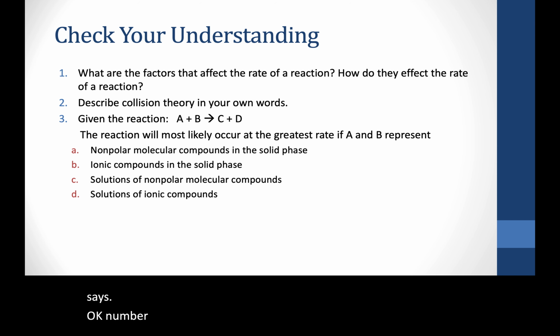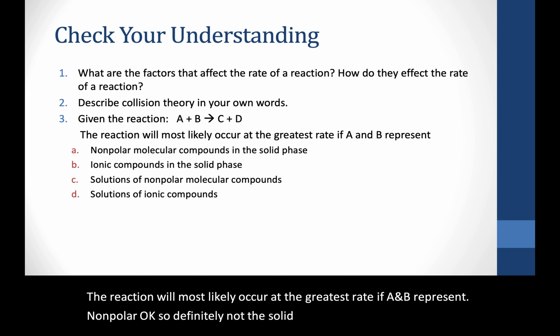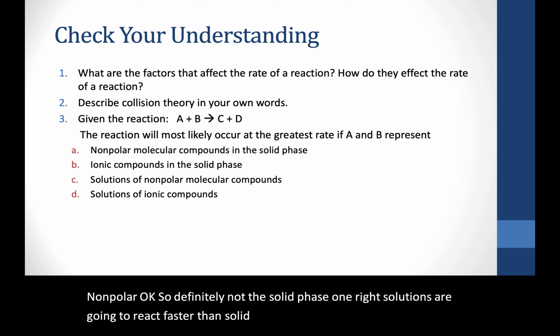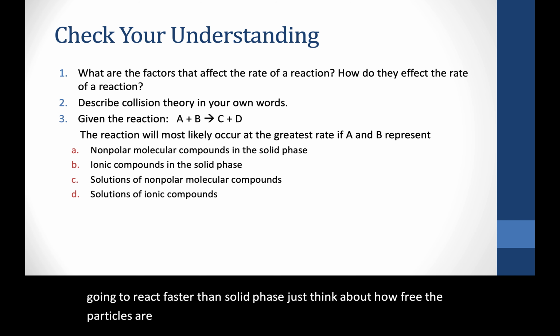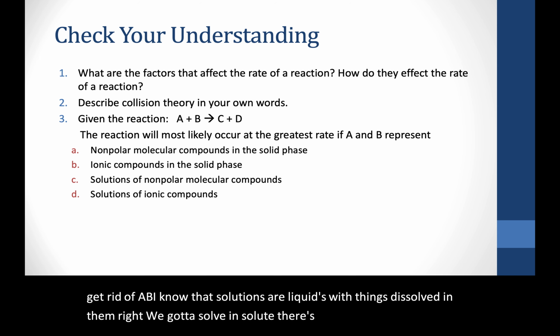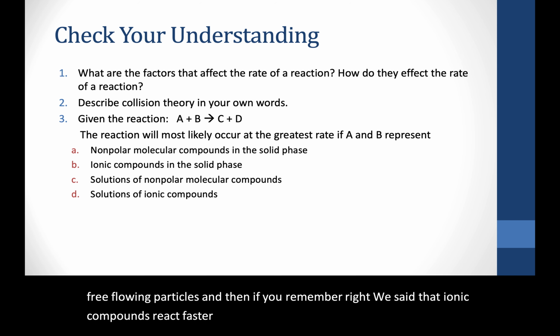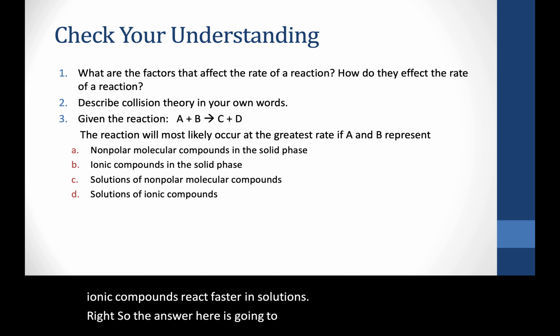Okay, number 3. Given the reaction A plus B turns into C and D, the reaction will most likely occur at the greatest rate if A and B represent nonpolar. Okay, so definitely not the solid phase one. Solutions are going to react faster than solid phase. Just think about how free the particles are. In a solid, they're all locked into place. So I'm going to get rid of A and B. I know that solutions are liquids with things dissolved in them. We have a solvent, solute. There's more motion there. There's more free-flowing particles. And then if you remember, we said that ionic compounds react faster in solutions. So the answer here is going to be D, solutions of ionic compounds.